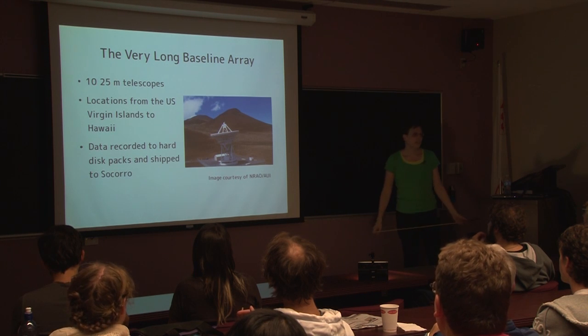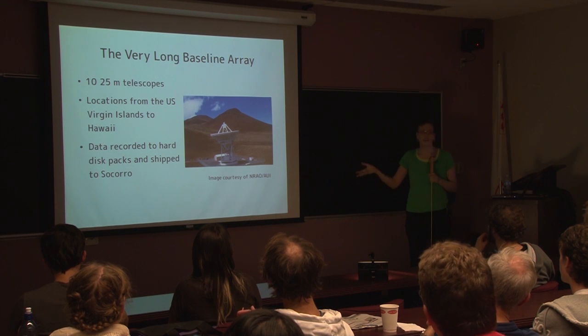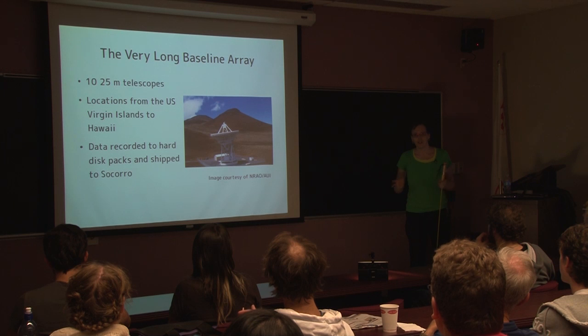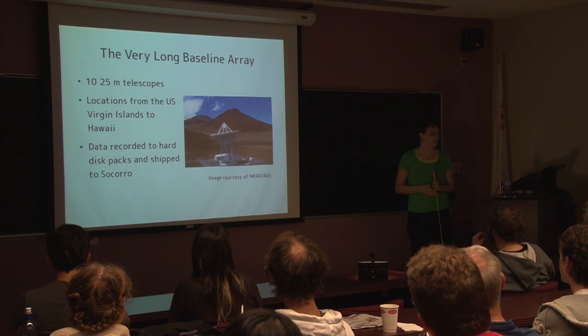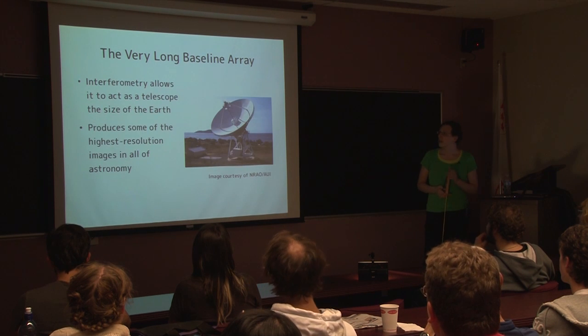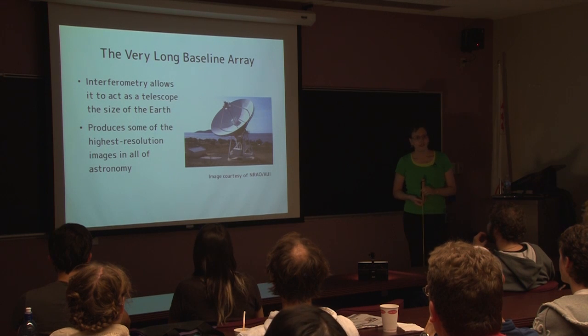The way you coordinate the antennas is you point to the sky, and you record the data to hard disk packs in each one, multi-terabyte hard disk packs. You ship them all back to Socorro, a giant computer chugs away at them for a few days, and at the end of it, you get images. And if you did everything right, you have a telescope the size of the Earth.